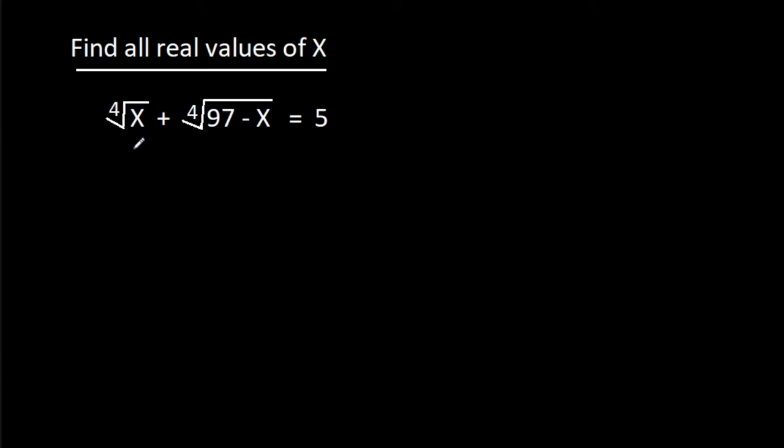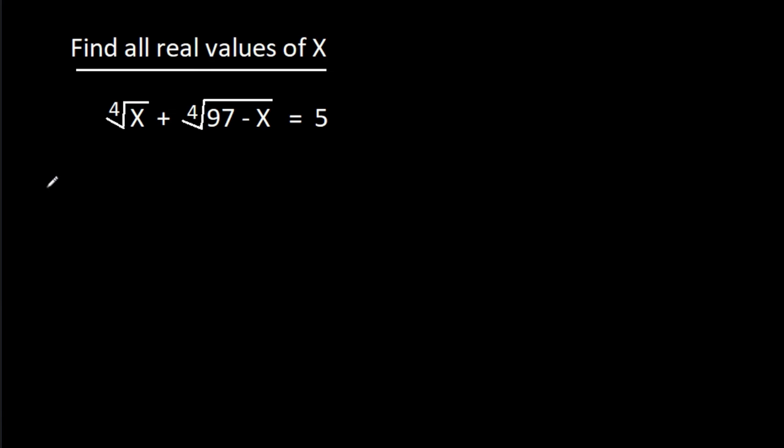In this video, we have been given that 4th root of x plus 4th root of 97 minus x is equal to 5. Then we have to find all real values of x.